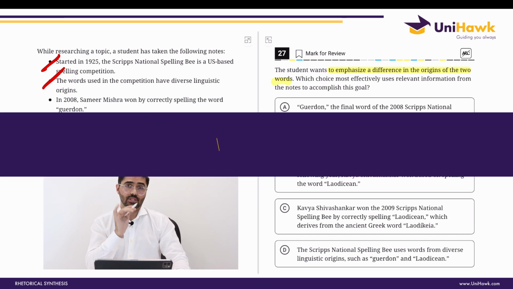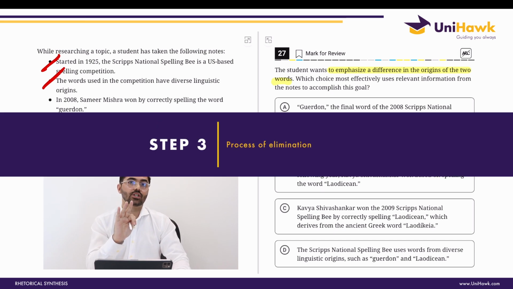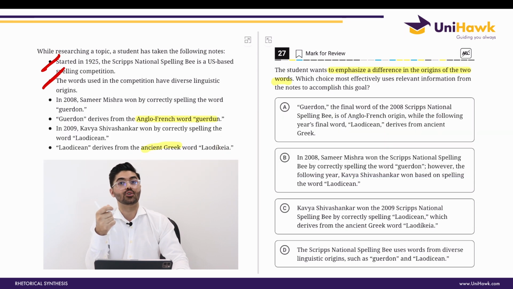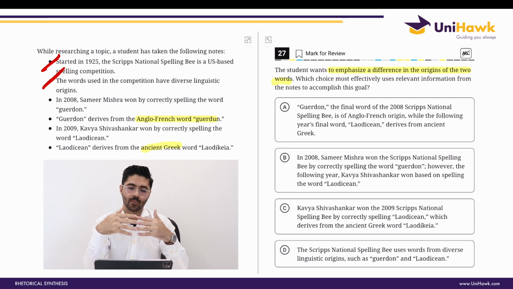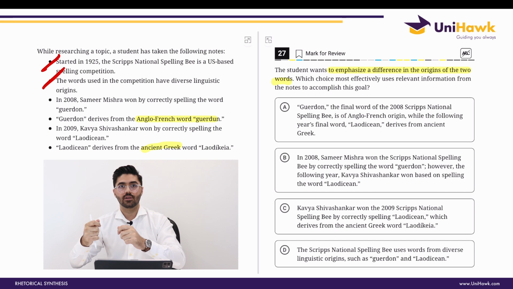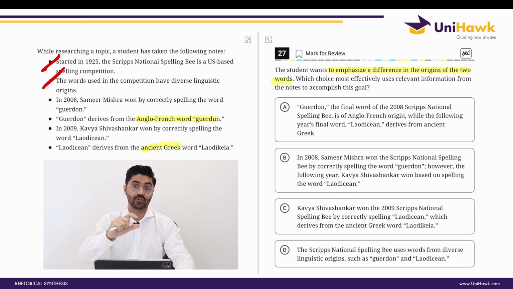Now, step number 3 is to do process of elimination, but before I get there, I want to see what the correct answer should do. Well, the correct answer should synthesize or combine the relevant bullet points and achieve the task. Task being emphasizing the difference in the origin of the two words.